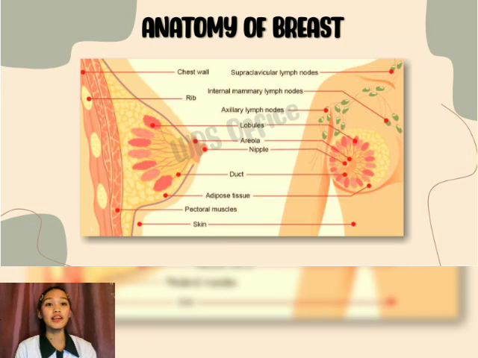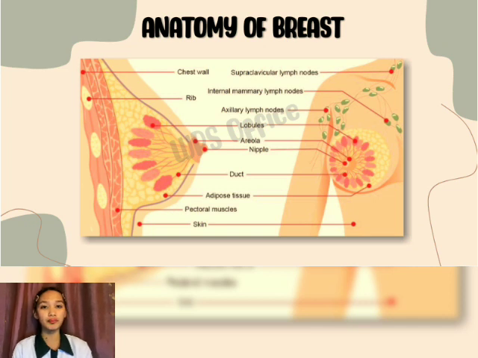Number 5, axillary lymph nodes. These lymph nodes are located in the armpit or axillary region and play a crucial role in filtering and draining lymph fluid from the breast and surrounding areas. Number 6, lobules. As discussed earlier, lobules are glandular structures within the breast that produce milk during lactation. Number 7, areola. The areola is a circular pigmented area surrounding the nipple.